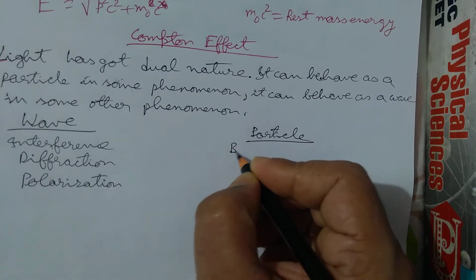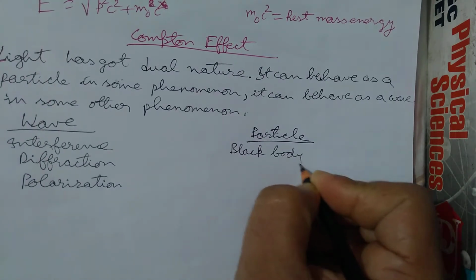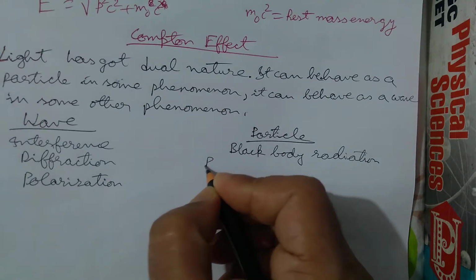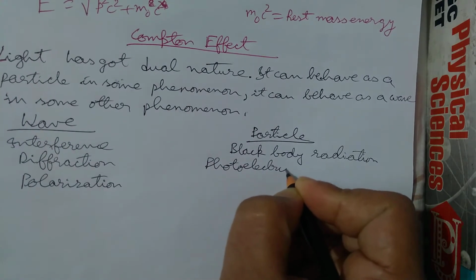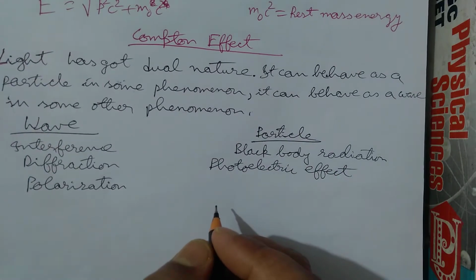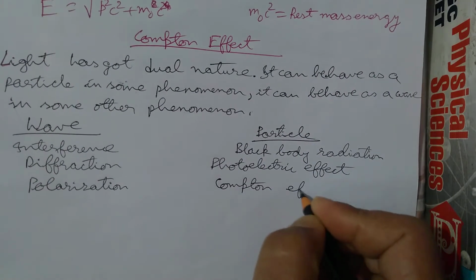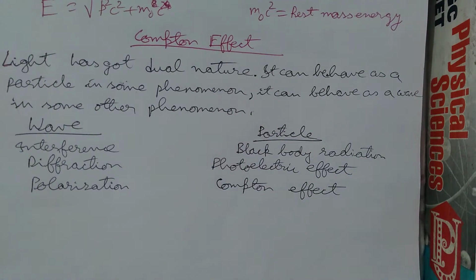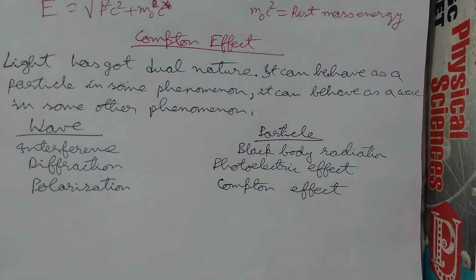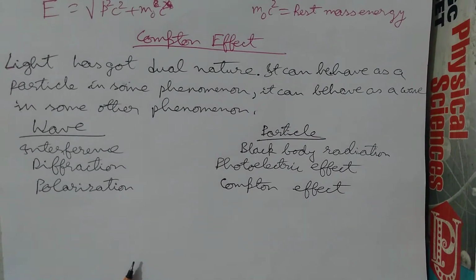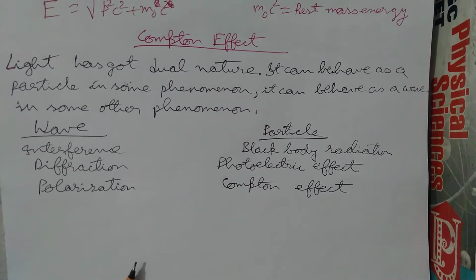It behaves as a particle in the black body radiation, then the photoelectric effect. That Planck's constant experiment is basically the photoelectric effect only. Then comes your Compton effect. The Compton effect proves that light can behave as a particle also. So how will you prove that light can behave as a particle?